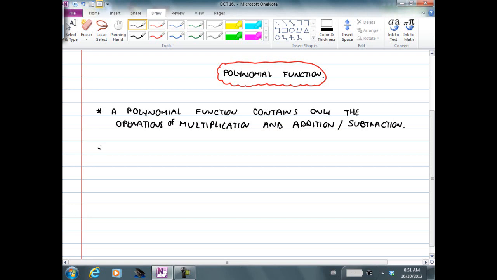Number two, must have real number coefficients. Real number coefficients. So what it must have? Coefficients. And finally, one last one. The last star. Exponents must be whole numbers. Your exponents must be whole numbers.